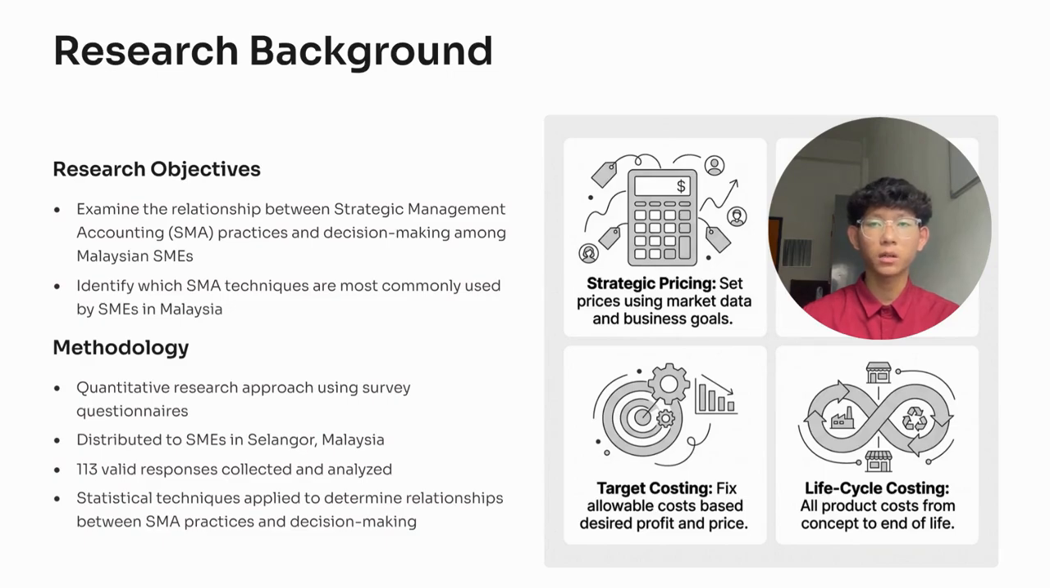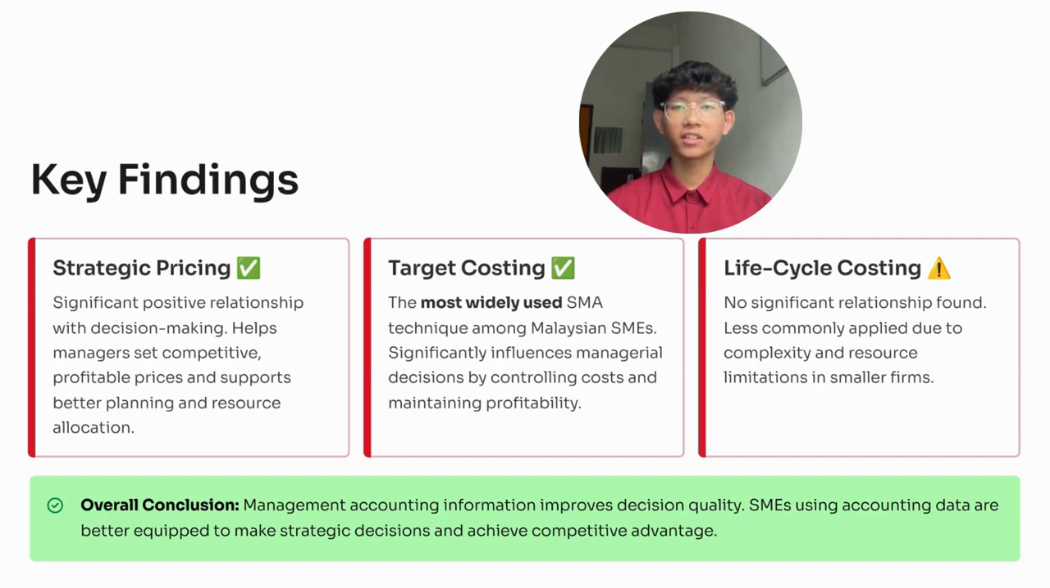This study is important because SMEs operate in a competitive environment and must make effective decisions regarding pricing, cost management, and profitability. The findings revealed that strategic pricing and target costing have a significant relationship with decision making. This means that businesses using these techniques are better able to evaluate alternatives and make informed decisions. The study also found that target costing is the most widely adopted management accounting technique among Malaysian SMEs. However, life cycle costing was found to have no significant relationship with decision making in this research.